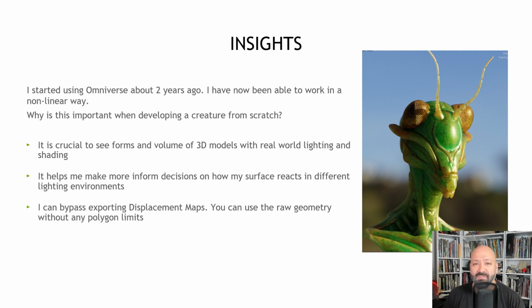It also helps me make decisions on how I change my forms and how I change my model so it reacts correctly to light. Another thing that I really love is not having to export any maps. I just go ahead and export the raw geometry, which is 30 million, 60 million at sometimes with my basic sculpture, and be able to just process that right away with no hiccups.